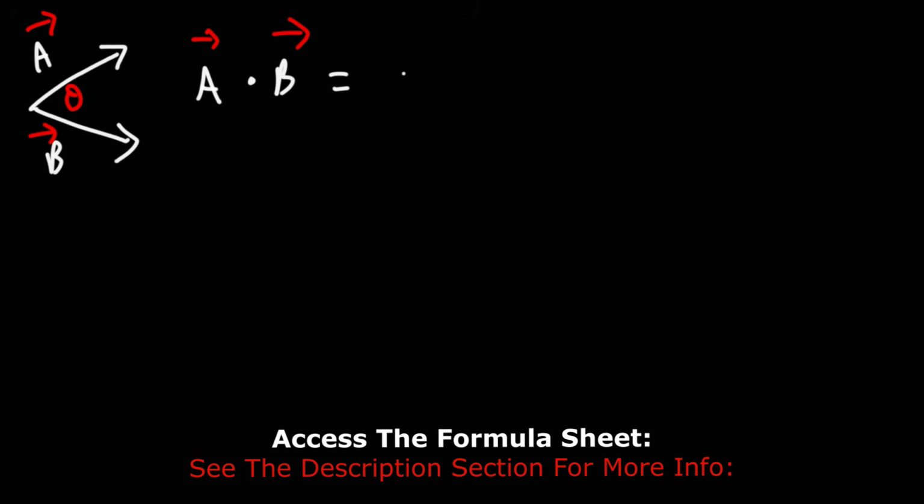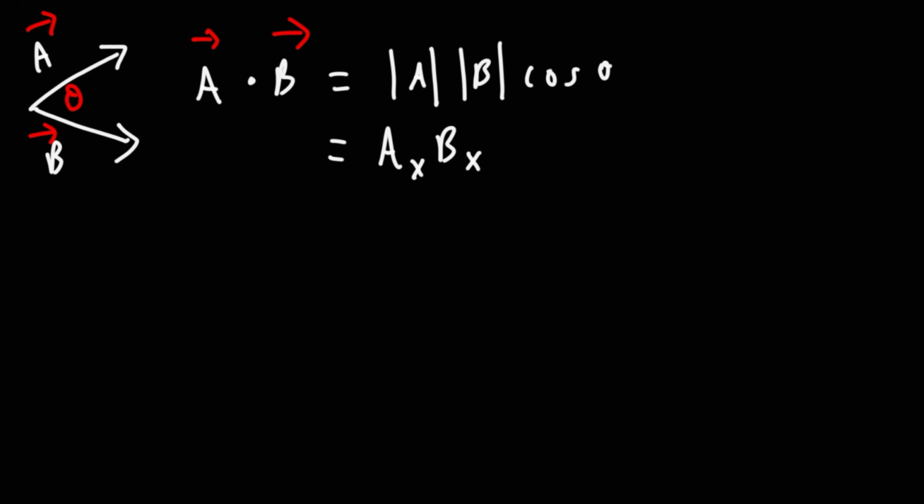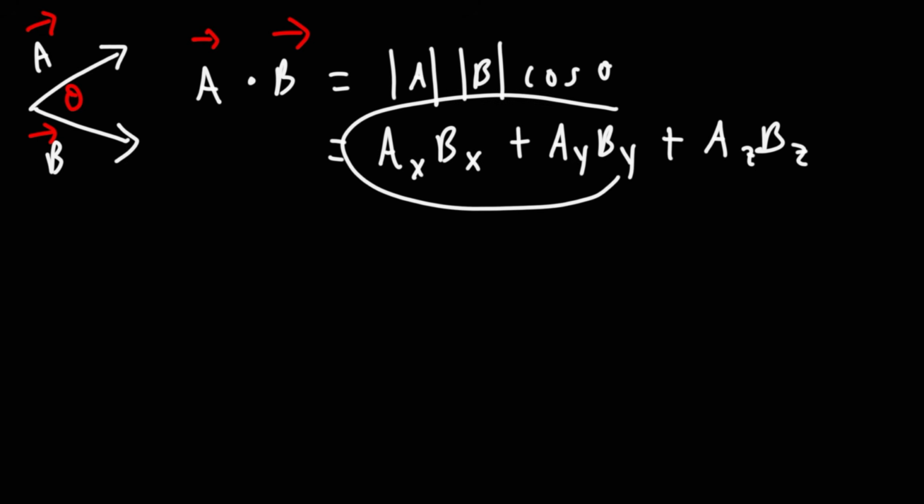So the dot product of A and B is going to be the magnitude of A times the magnitude of B times cosine theta. And this is equivalent to ax bx, so you're multiplying the x components of each vector together, plus the product of the y components, plus the product of the z components if it's a 3D vector. If it's a 2D vector, you could just focus on this part of the equation.